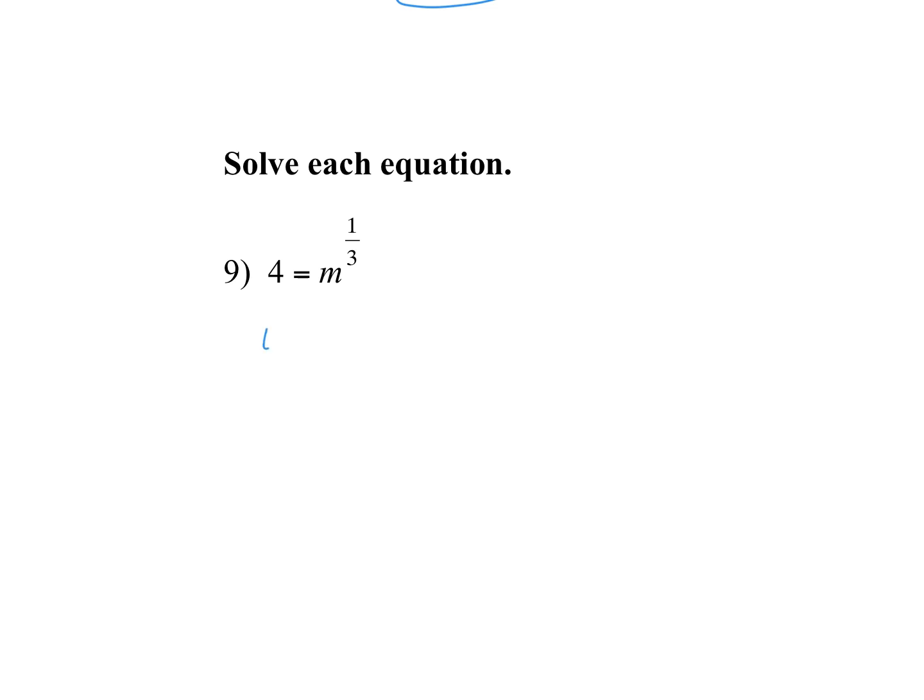So at number 9, I get 4 equals, keep in mind what a fractional exponent means. That 3 on the bottom, if we remember, is going to become the index of our radical. So 1/3 as an exponent is the same as the cube root of m. And hopefully we remembered that we were doing, literally a couple problems ago, that to get rid of that radical, all you have to do is raise to the power of that index. So I'm going to raise both sides to the third power. 4 to the third power is 64, and I get 64 equals m. Simple as that.